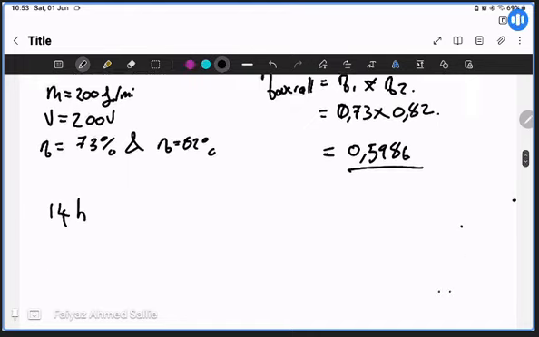So they want to know, the question is, you have to find the cost. Okay.